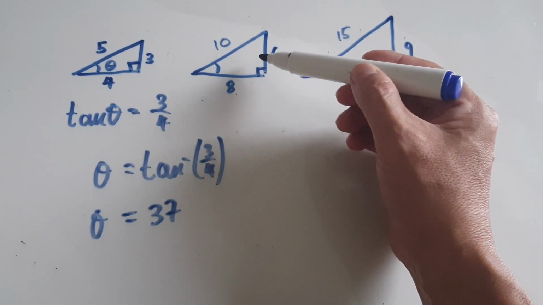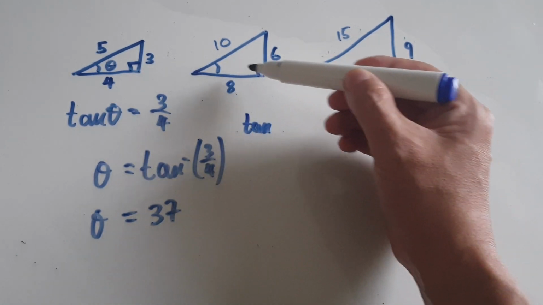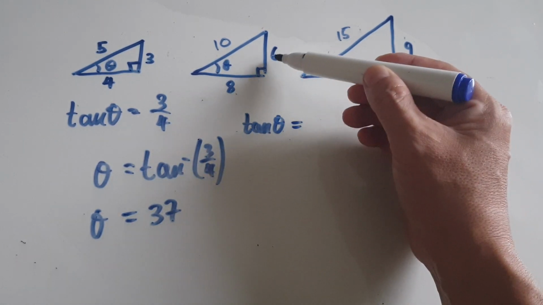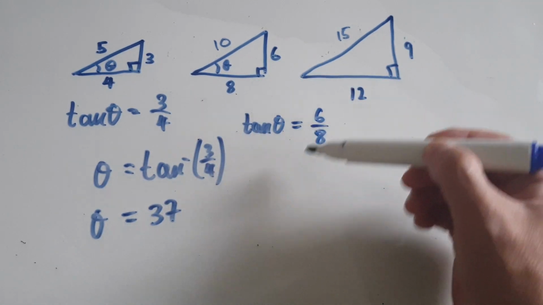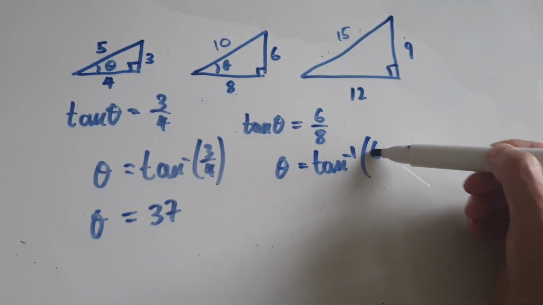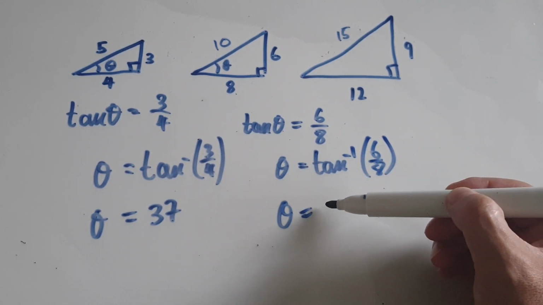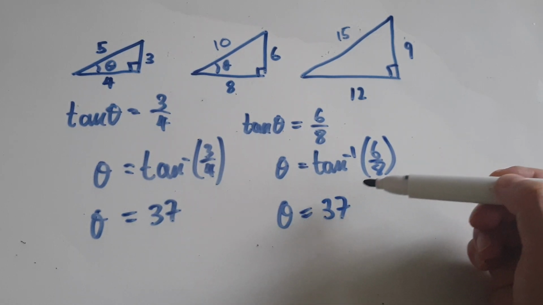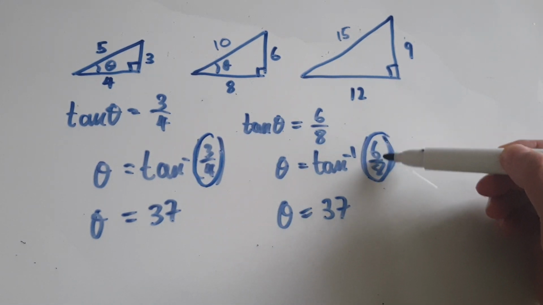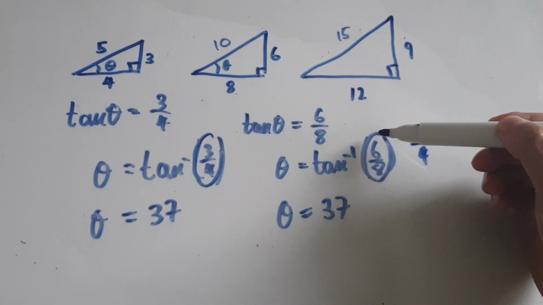Let's work out this angle here. So I'm going to use tan. So tan the angle, let's call this theta, equals 6 over 8. So you would inverse tan both sides, inverse tan 6 over 8. The point is that this angle, if you punch this into a calculator, will also come to around about 37. Because if you look at what's on the inside, you can always simplify this fraction. Divide top and bottom by 2, that would be 3 over 4, which is the same as this one here.